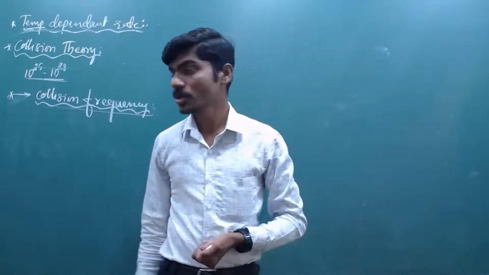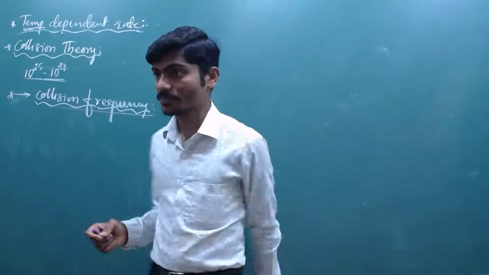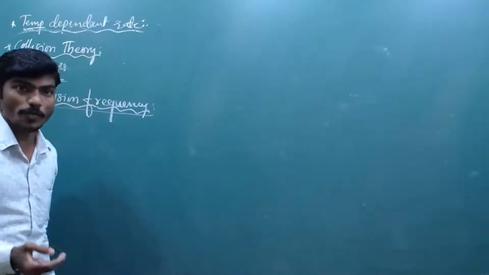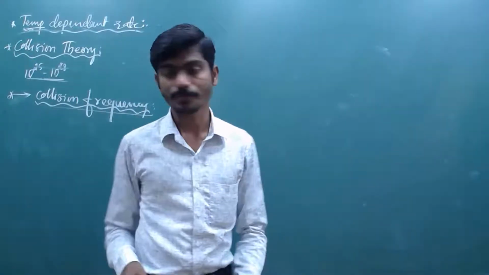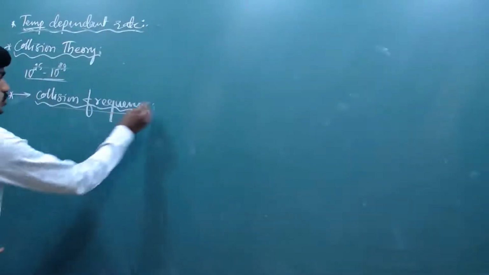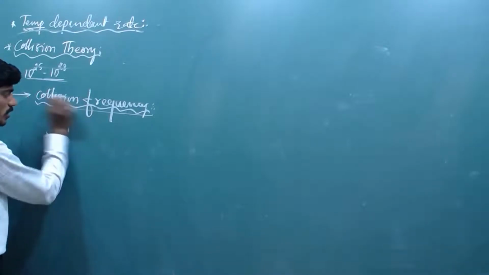So here, in order to produce a product, the rate of reaction depends upon two factors. One is the energy factor, the second one is the orientation factor. The first one is energy. So in collision frequency, we are going to define threshold frequency.